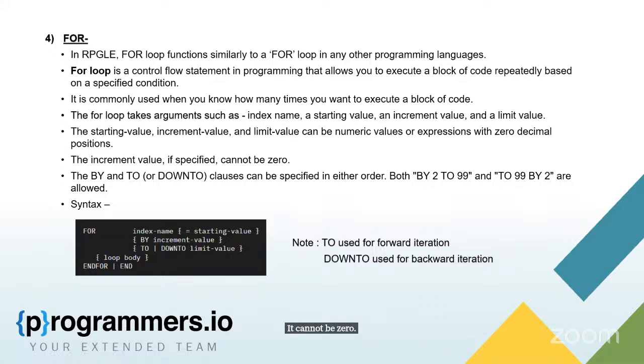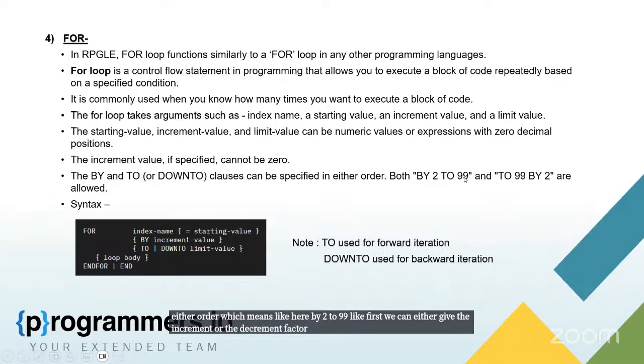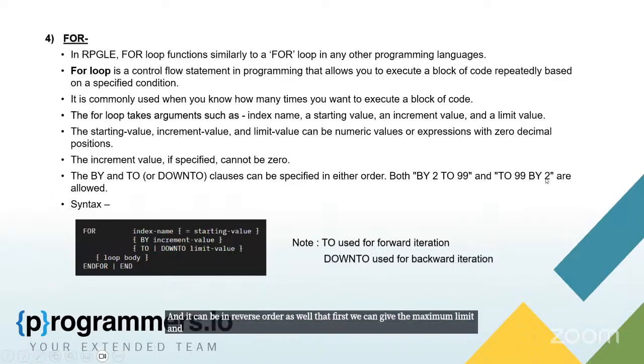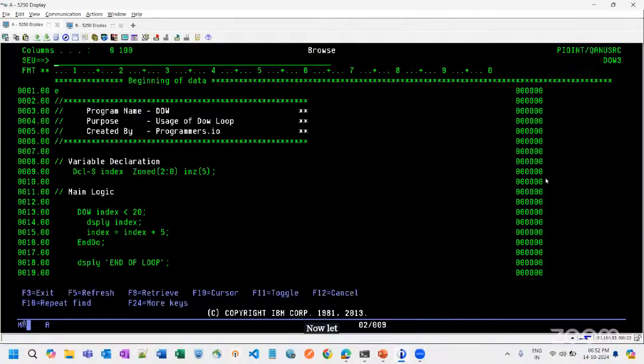And then we have the by and to clauses. These can be specified in either order, like here, by 2 to 99. First we can give the increment or decrement factor, then the limit value. And it can be in reverse order as well, where first we give the maximum limit, and then we define our increment or decrement value. Now let's take a look at the for loop.